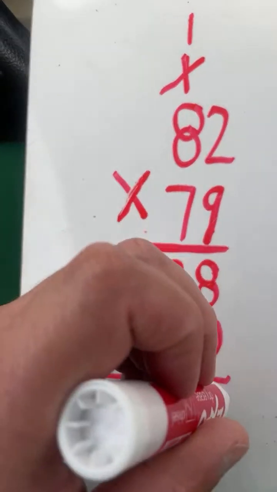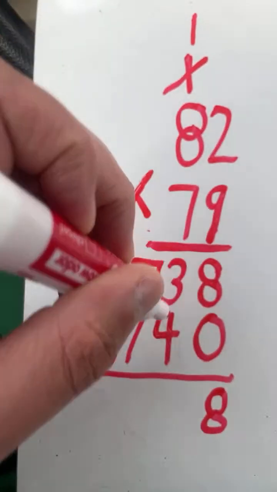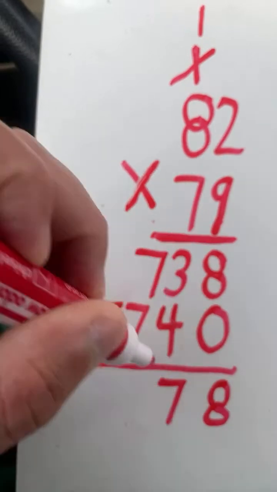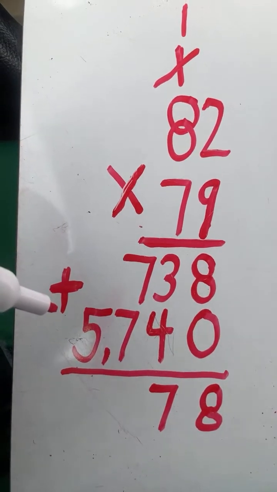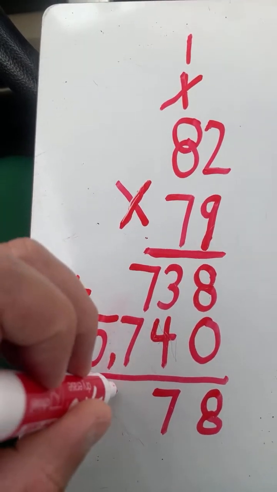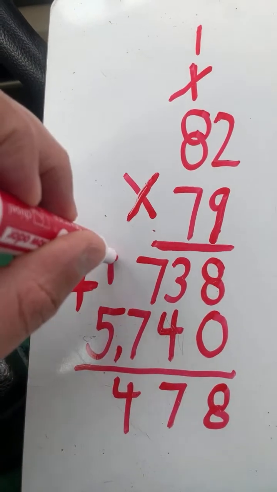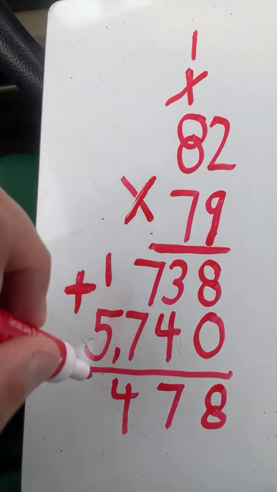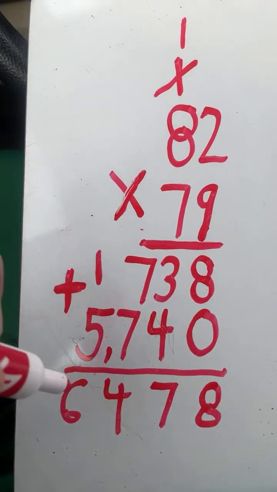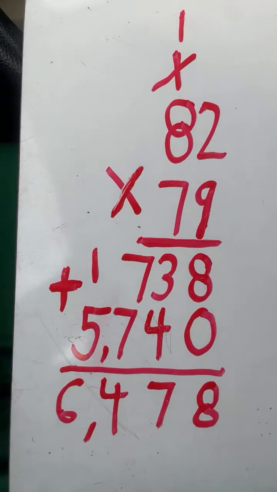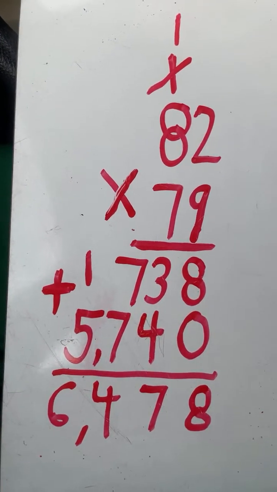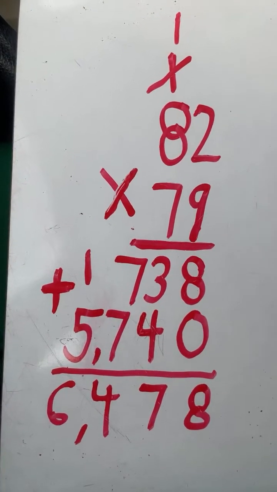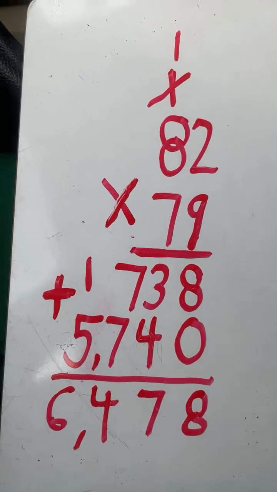8 plus 0 equals 8. 3 plus 4 equals 7. 7 plus 7 equals 14. 4, carry the 1. 1 plus 5 equals 6. And we have our final answer. 82 times 79 equals 6,478.